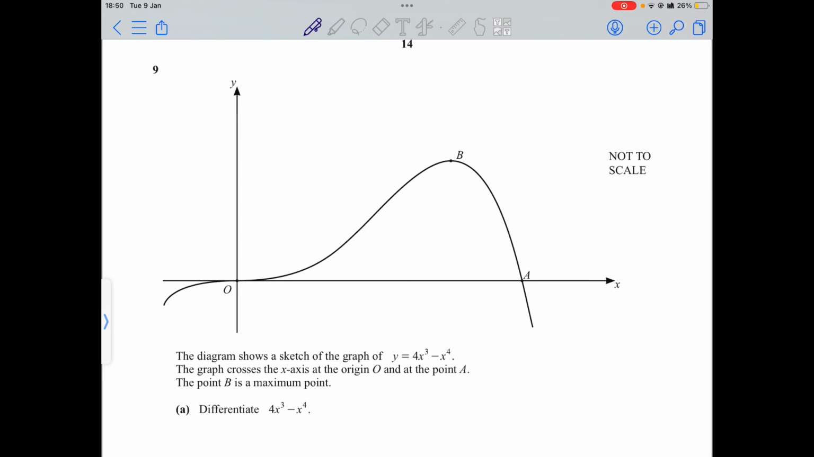Alright guys, now we'll be looking at question number 9, which says a diagram shows a sketch of a graph which has the equation 4x cubed minus x raised to 4. The graph meets the x-axis at the origin and at the point A. The point B is the maximum point.